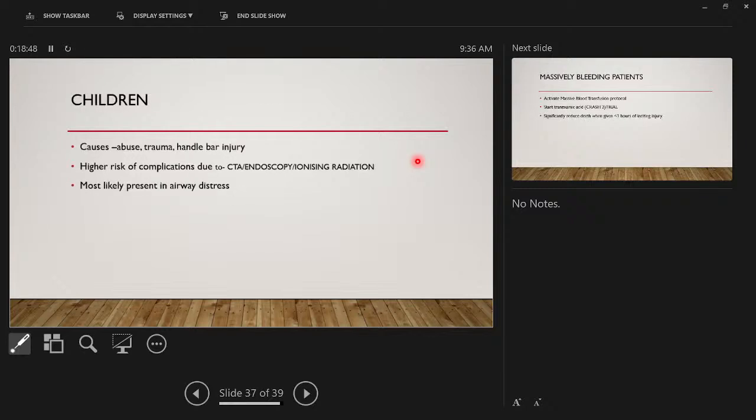And also in the pediatric age group, the most common causes of blunt neck injury are abuse, trauma, and handlebar injury. There is also a high risk of complications due to radiation, like with CTs, as children are more exposed to the radiation, and mostly these children are likely to present with airway distress.